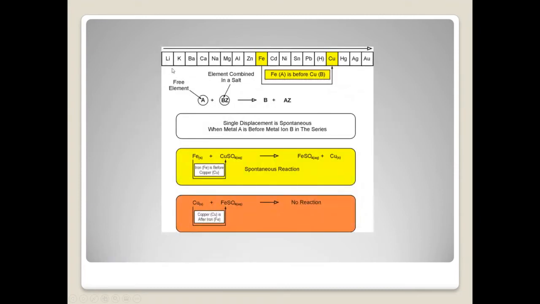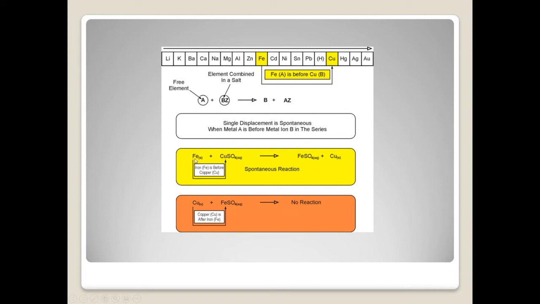It looks like this. This is from the ILM. You'll notice we've got a list of elements here, and we have an arrow at the top. So we're going to be doing something with this in order to determine whether or not a spontaneous reaction will occur in a single replacement reaction. A single replacement will have a spontaneous reaction when metal A is before metal B in the series.